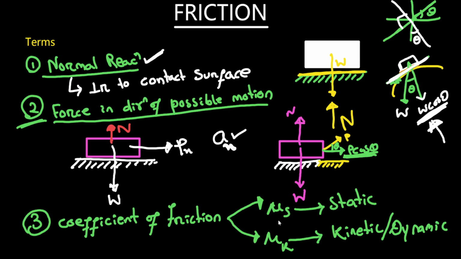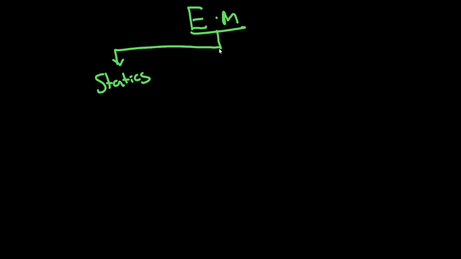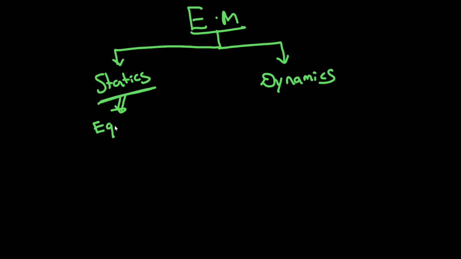in any problem. Again, if I try to give the classification, this is engineering mechanics. Here engineering mechanics can be classified into statics and dynamics. Dynamics means the object is in motion, statics means the object is not in motion, that means it is in equilibrium. Here dynamics can be classified into kinematics and kinetics.